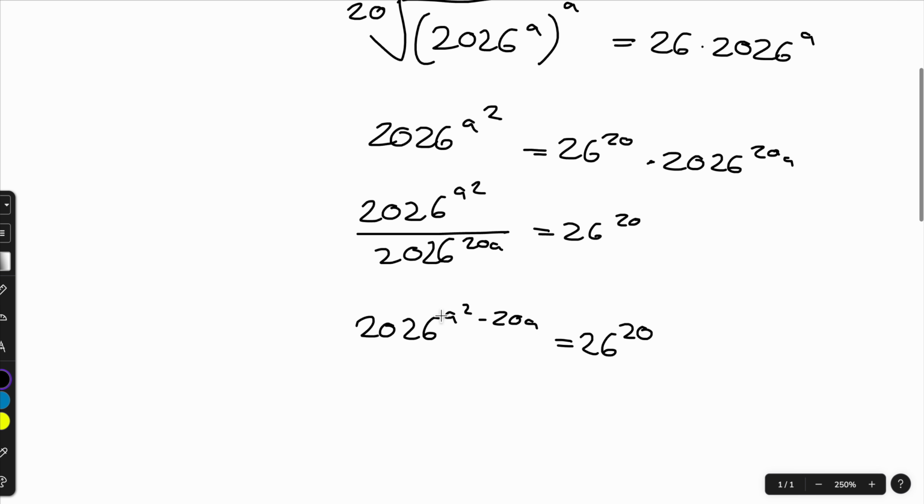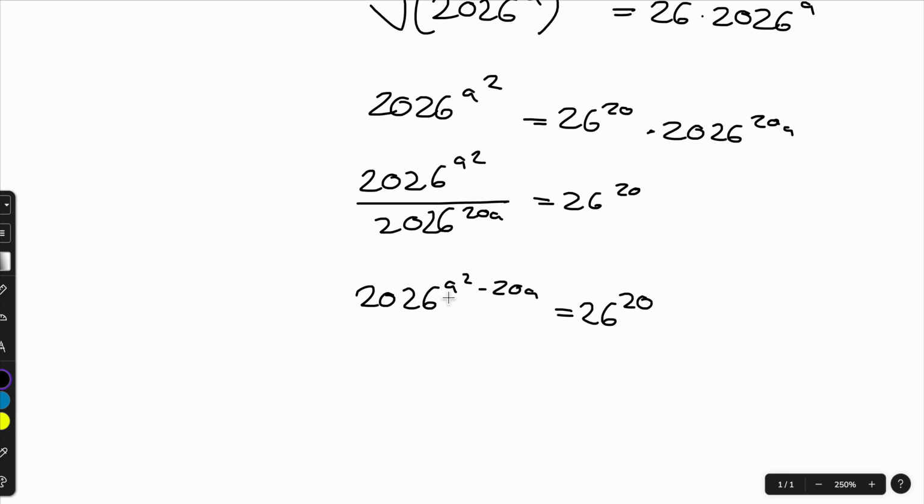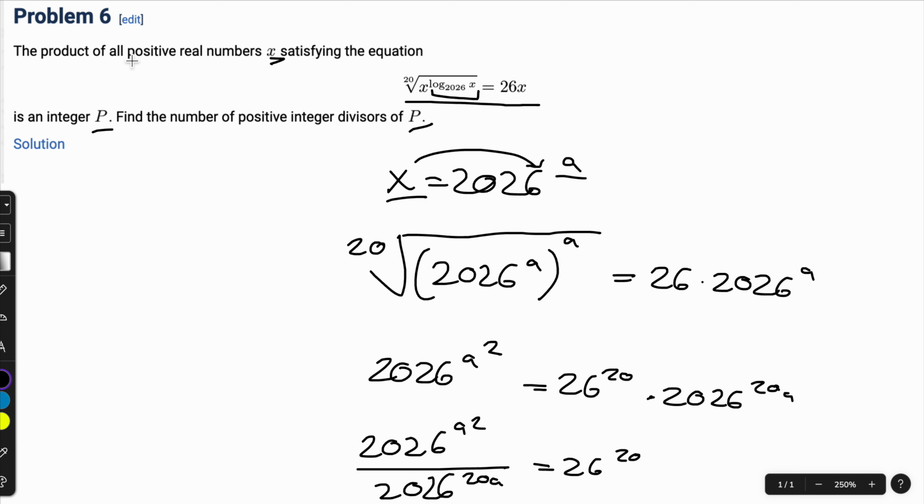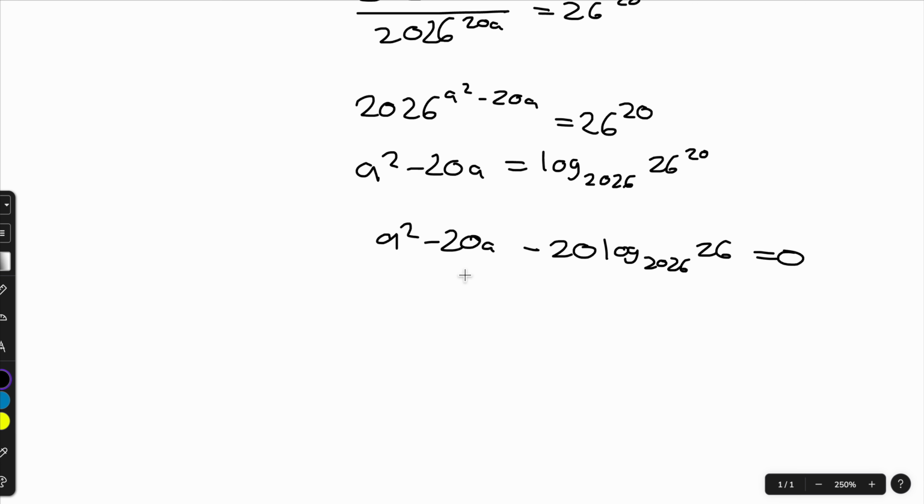So solving for a, we can see it looks sort of quadratic, and to make it fully quadratic, let's take the log, so we're only dealing with a's and not these powers. So now we get a squared minus 20a equals the log base 2026 of 26 to the 20th. And bringing this over and simplifying this side, a squared minus 20a minus 20 log base 2026 of 26 equals 0. And now we finally have a quadratic. So we can see that there's only two positive real numbers that satisfy this equation since we have a quadratic here.